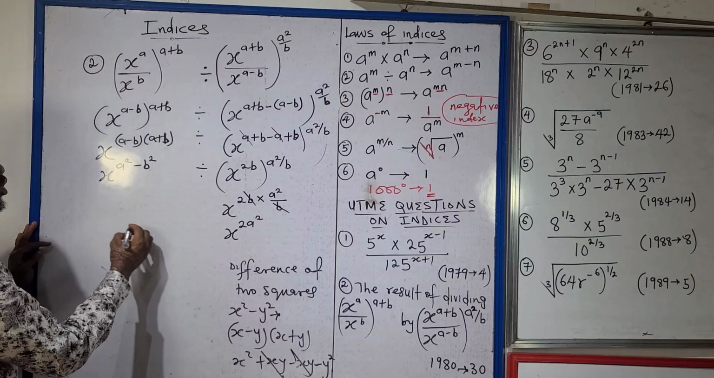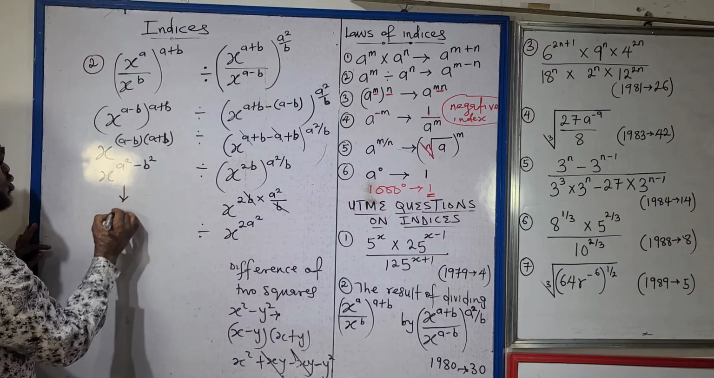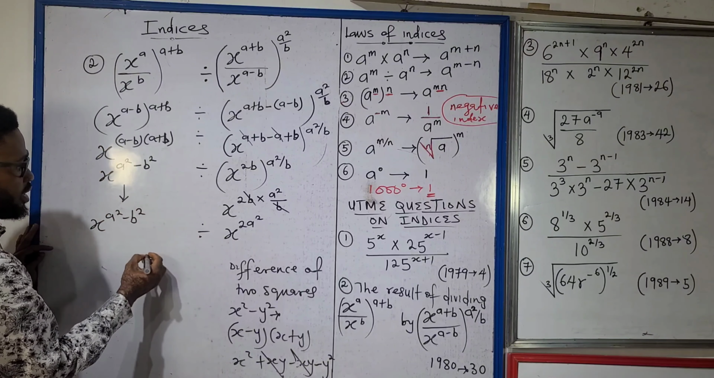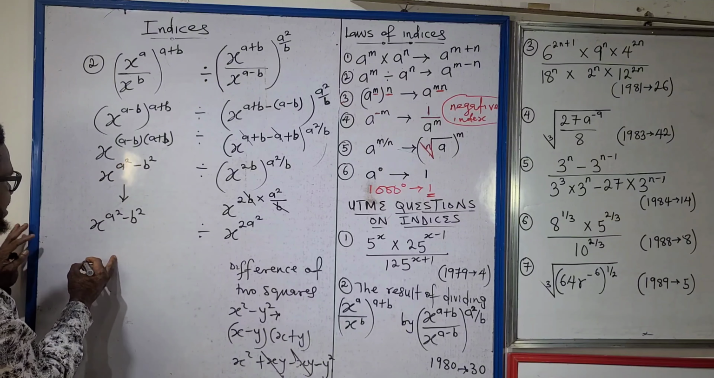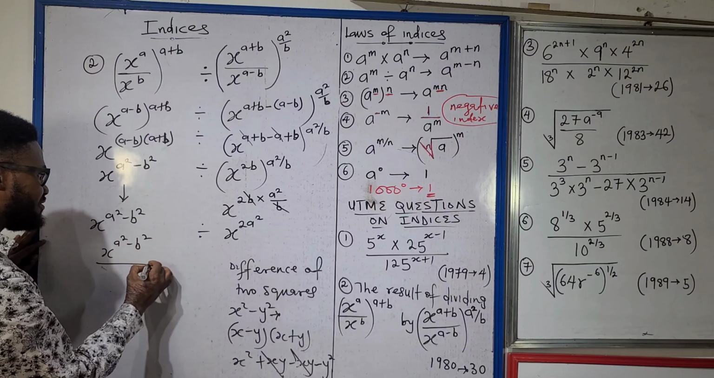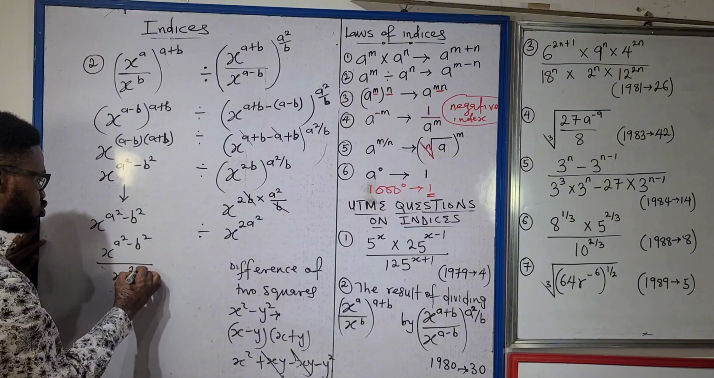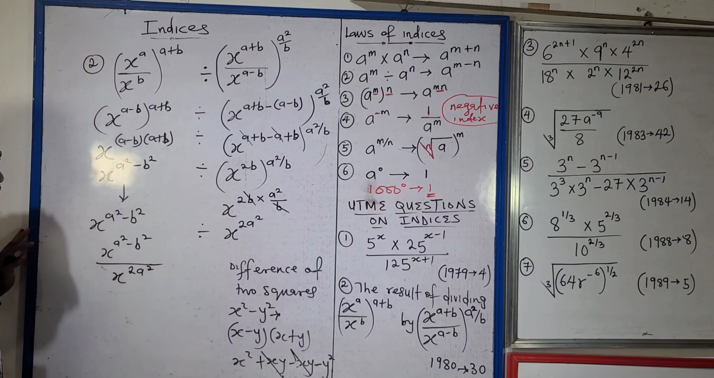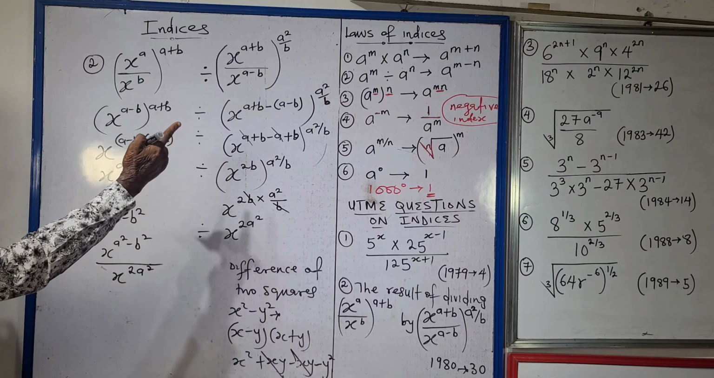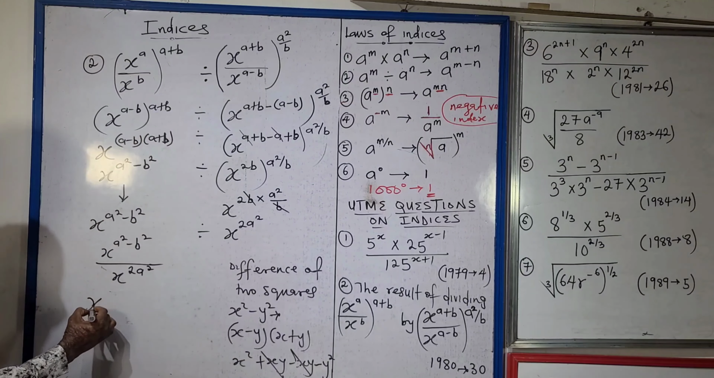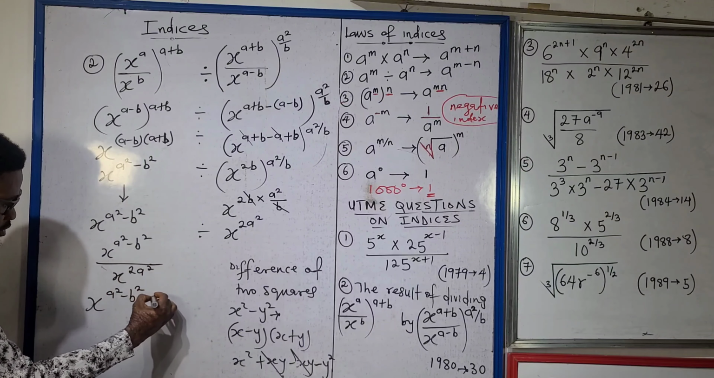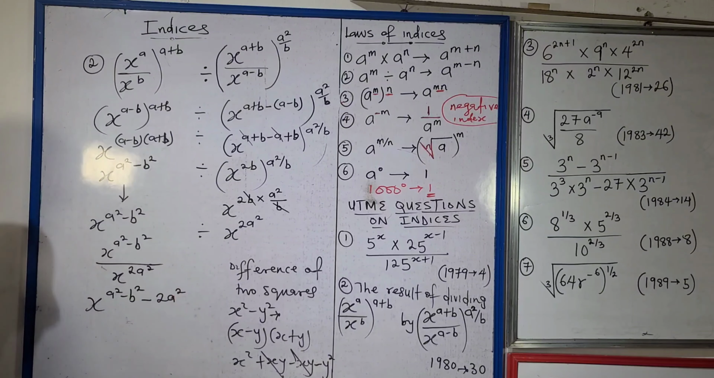x 2a square. So what I have is x a square minus b square. So I can write that out as x a square minus b square divided by x 2a square. Now the same base, so that's still division law. That's the second one there. That's going to mean x a square minus b square minus 2a square.